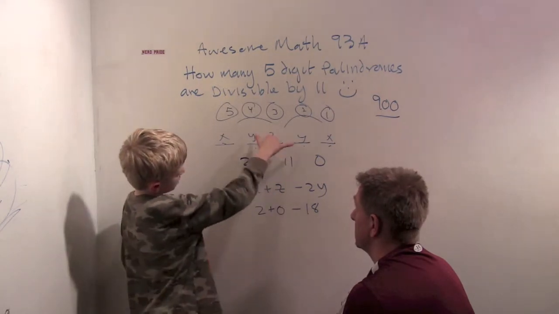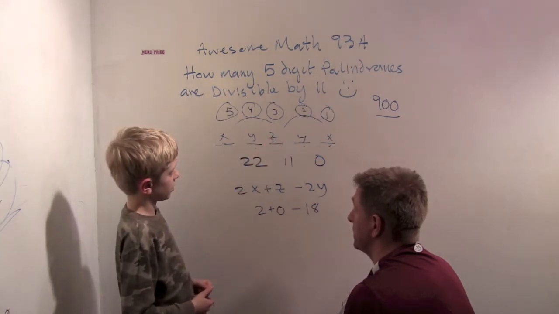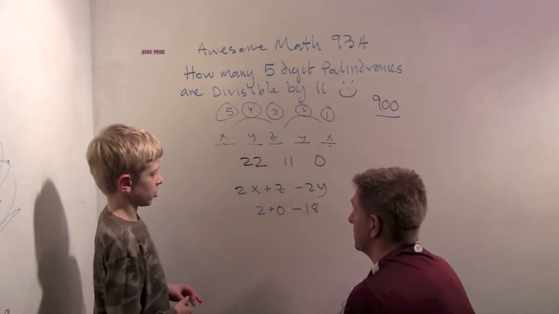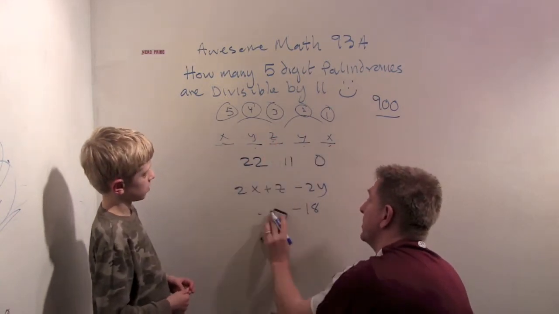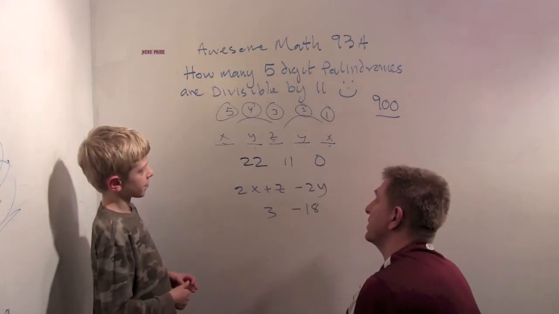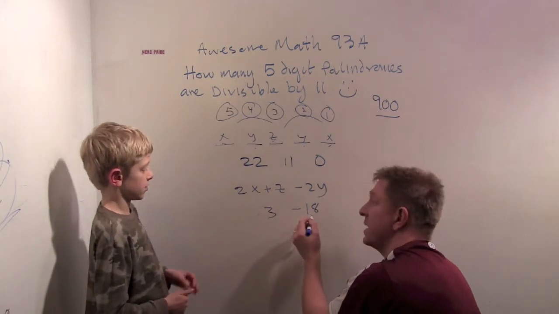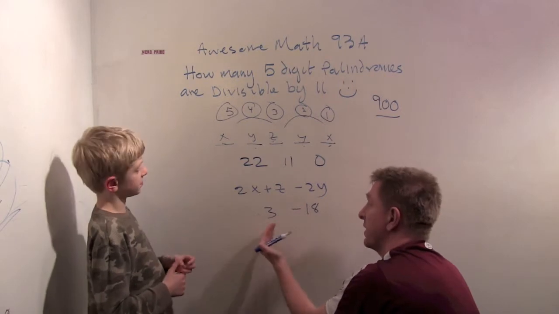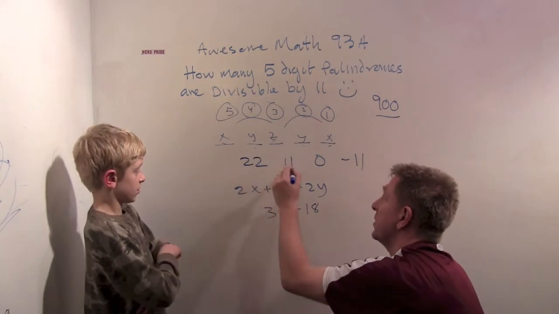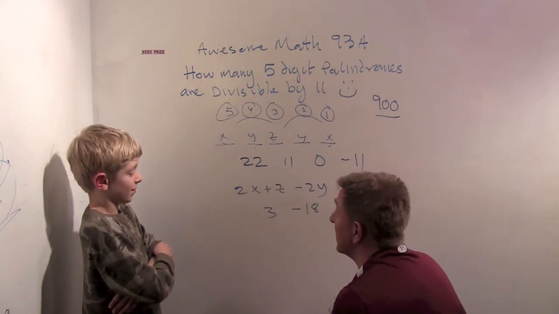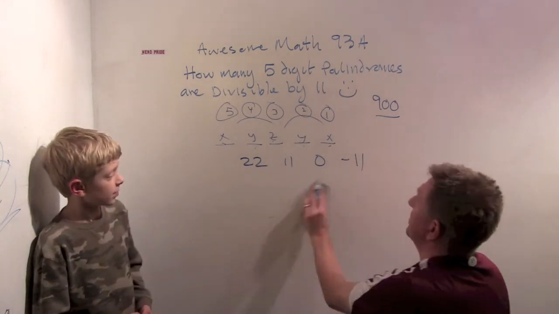The sum of these is even, and 11 is an odd number. But maybe I could make this 1, 1, 1, and so this would be 3 minus 18. Do you think I can get to minus 11? It looks like it: 3 minus 18 would be minus 15. So if I can get to minus 15, I can probably get to minus 11. So these look like my choices: 22, 11, 0, or minus 11. Now we have to figure out how we are going to even count this. All right, let's go to part B.